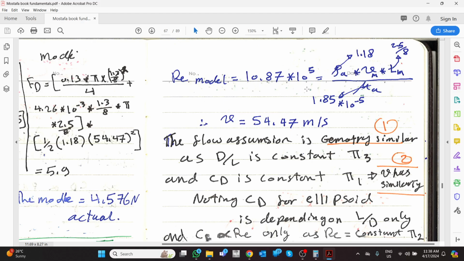We know the Reynolds number should be equal. I know the density of the air. I know the new length. I know the viscosity of the air. So I can calculate the velocity of the air, which is how it should be.